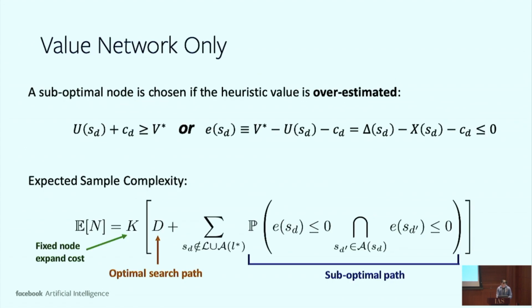Okay. So if you have only used the value network, then what you can do is try to bound the expected sample complexity. First, you have to visit the path in the optimal search path, and also you have a lot of overheads. This overhead is because you overestimate the true value function by the current value estimator. And this will be basically the summation of all this overestimation, summing over the entire tree. So we want to bound this.